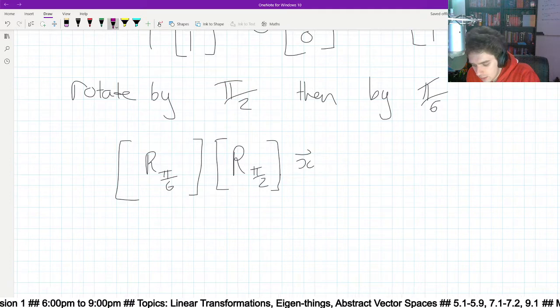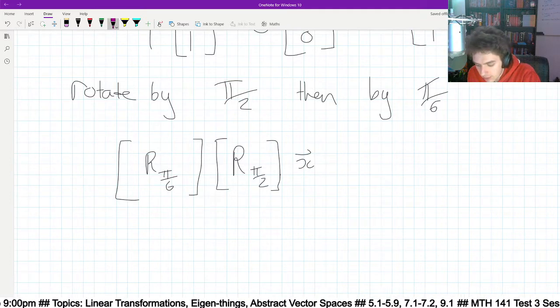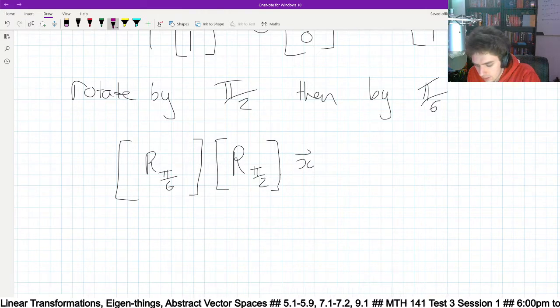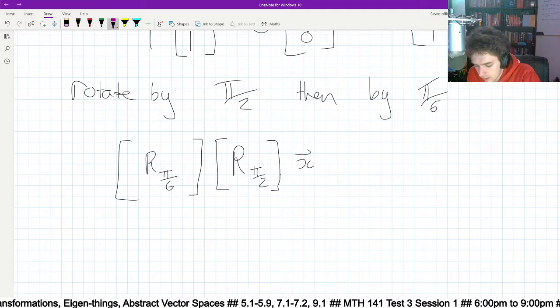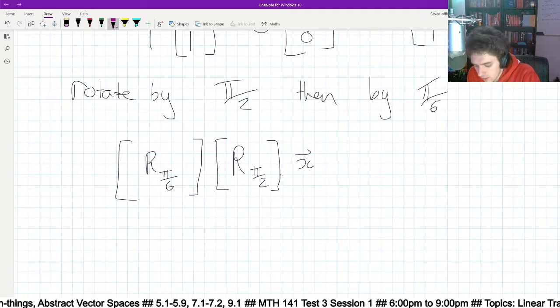And there's a way to derive the sum of angle formulas, but you don't have to worry about that with this. Yep, that's pretty much it.